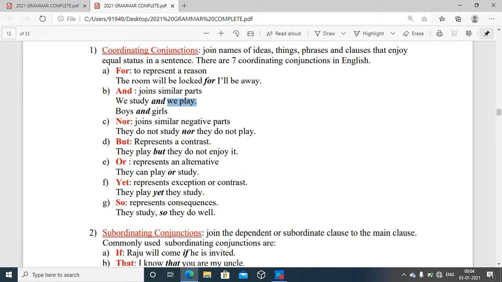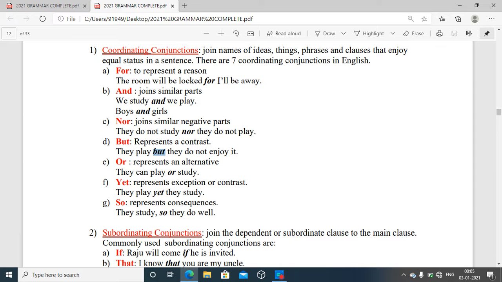But it represents a contrast. We have already seen that example: They play, but they do not enjoy it. How does it become a contrast? As I mentioned, they play, so we expect the persons who play to enjoy it, but they do not enjoy it. So 'but' is the conjunction that represents a contrast, a kind of irony, a kind of mismatch. 'But' serves as the suitable coordinating conjunction there.